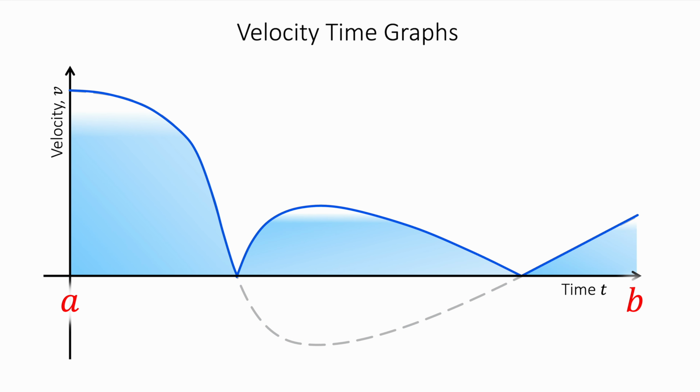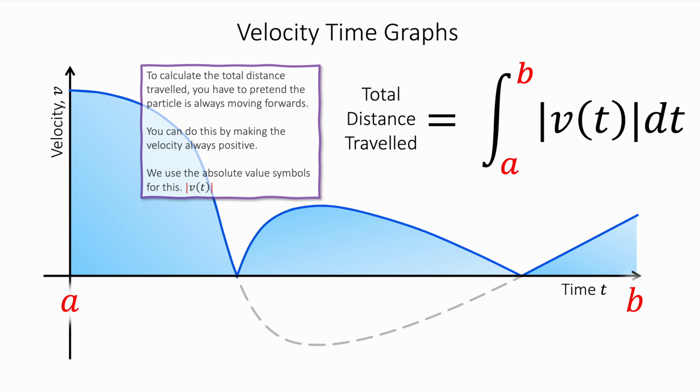Now, if you were to work out the total distance travelled, that will be imagining that the velocity is always positive. So here, with this graph, we've made the velocity always positive. And to do that, we've used the absolute value symbols. That is the 2 lines on each side of the velocity. And the absolute value basically just makes it always positive. And so now we can integrate between A and B of the absolute value of velocity dt. That's the difference between displacement and total distance travelled. It's a really important distinction, and I'd like you to make note of both those equations.